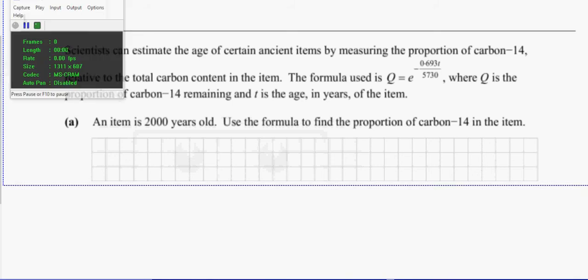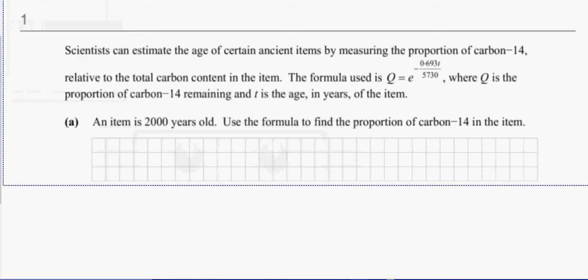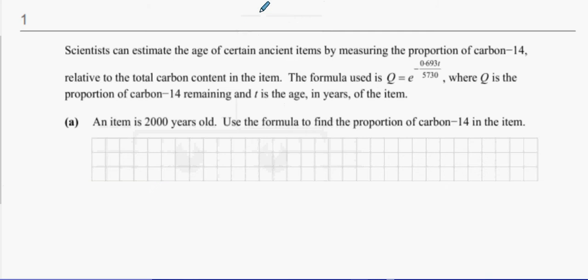Carbon 14 degrades over time, and the amount of carbon 14 left in the item tells you how old the item is. Now, an item is 2,000 years old. Use the formula to find the proportion of carbon 14 in this item.